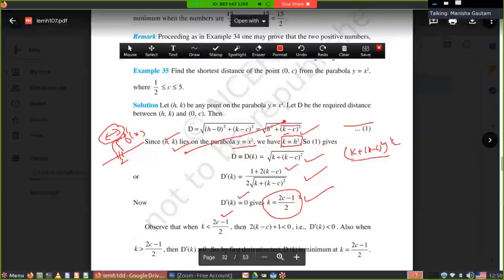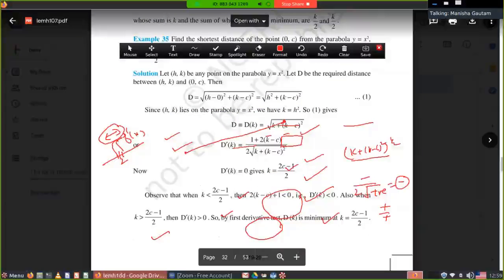It means the numerator of the derivative is negative. If the numerator is negative and the denominator is given positive, it means you are getting negative. So if k is less than this value, the numerator of the derivative becomes negative, and the first derivative is negative, less than 0. If you take k greater than this value, then the numerator of the derivative becomes positive, and positive upon positive, the derivative will be positive. Yes, this is positive.